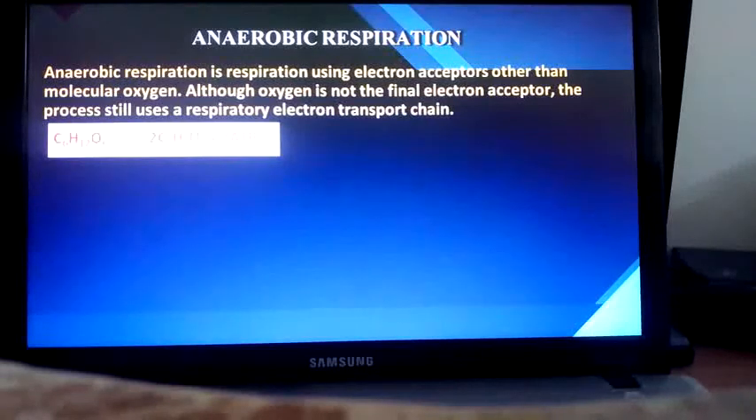So all this, C6H12O6, gives rise to 2C3H6O3 plus 2 ATP. That takes place in animals. Got it? This is called oxygen debt. After some time, if you take some rest after exercise, that will be replenished. That is called the debt is cleared. Is that clear?